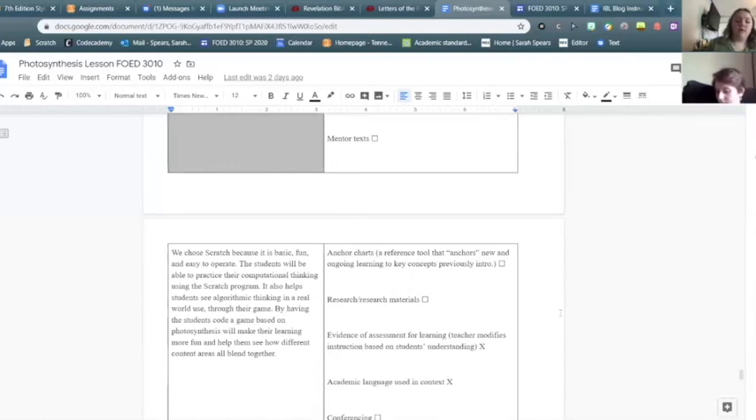So hopefully by having the students code this game, it will make their photosynthesis learning more fun and help them see the different content areas like computer science blend with biology, and know that different contents tie together, and that's how the real world is. You don't just have black and white, you have some gray where things cross over, and hopefully by having them use Scratch and explaining this to them, they'll be able to see that and keep that in mind as they move forward.